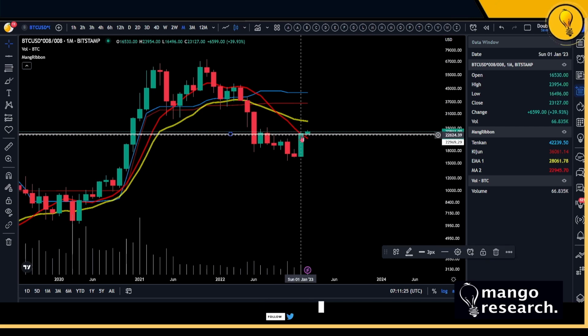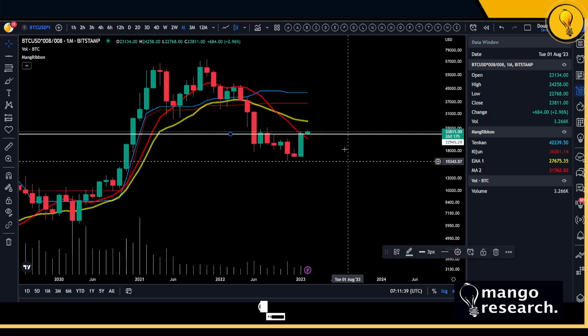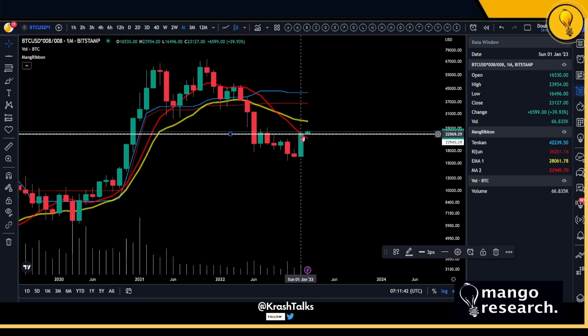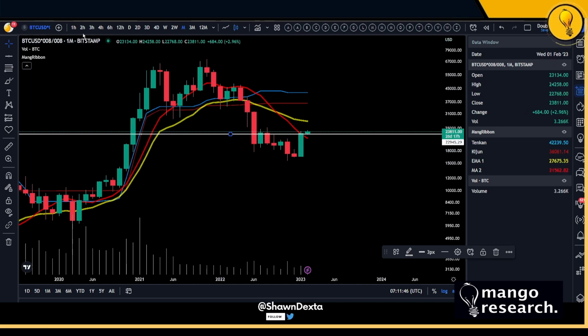Now what we're going to do is take a horizontal line and place it somewhere around there. Then we're going to double click on the horizontal to open up our settings. We're going to click on coordinates and type in the exact MA number that we just got, which was 22,945, I believe. Let's just double check real quick. 22,945. Okay, cool.